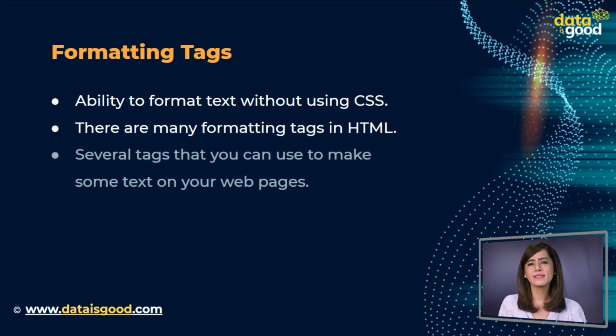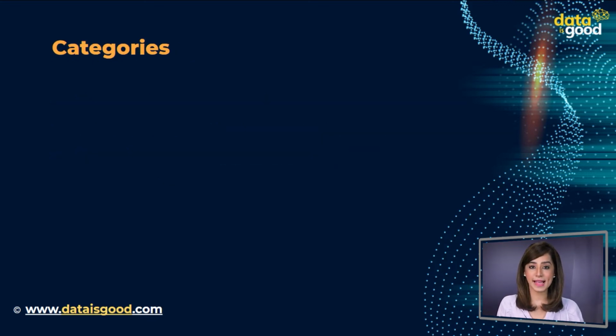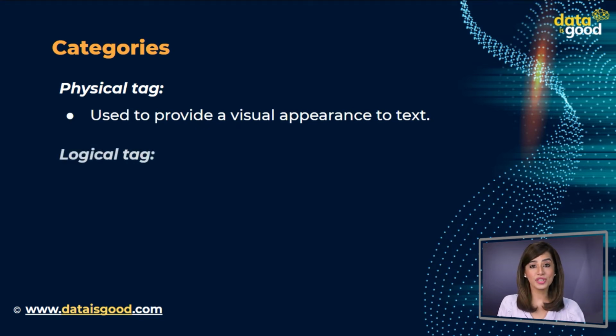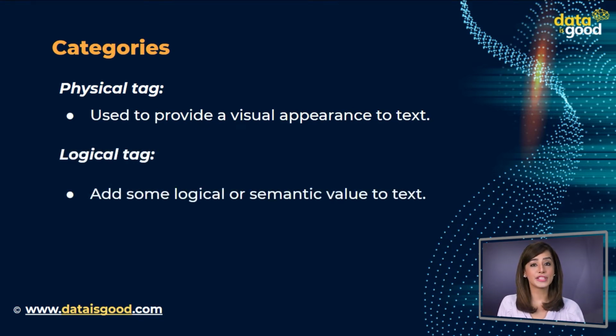HTML provides several tags that you can use to make some text on your web pages appear differently than normal text. HTML formatting tags are divided into two categories. Physical tag, that is used to provide a visual appearance to the text. Logical tag, the tag that is used to add some logical or semantic value to the text.